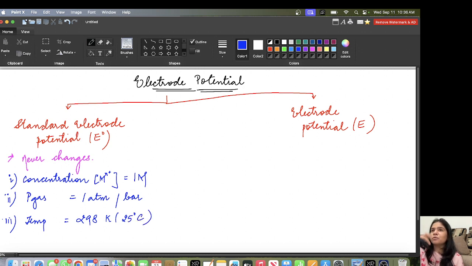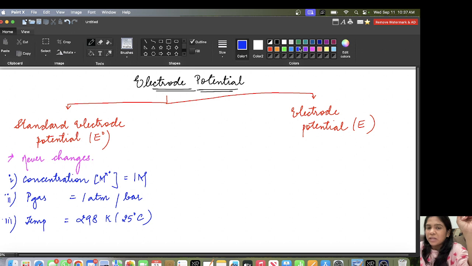Suppose I give you an electrode, like just calculate the standard electrode potential of zinc. If I give you a zinc electrode, how will you calculate the zinc electrode potential? When the ions are in concentration of 1 molar, the pressure of the gas, in case any gas is present, is 1 atm, and the temperature is 25 degrees Celsius, then only you can calculate the standard electrode potential. This is already known for all the metals, because they have already calculated all these things.